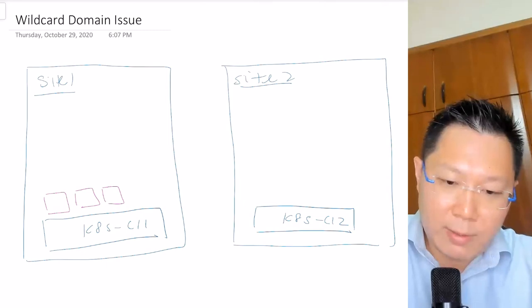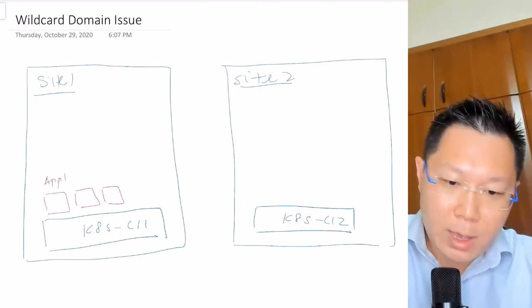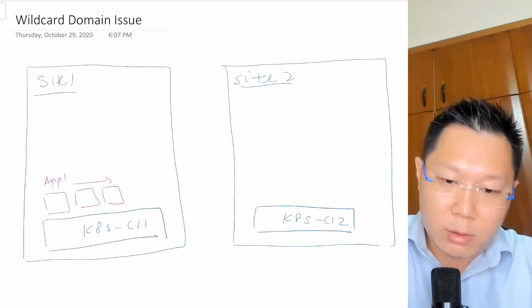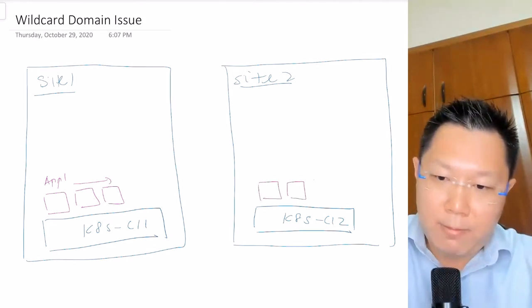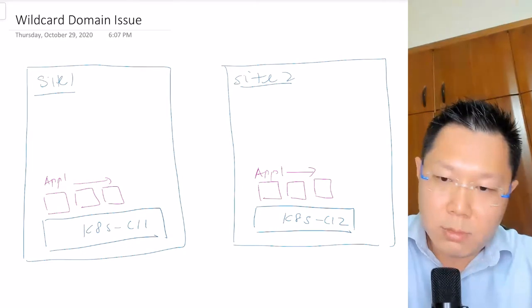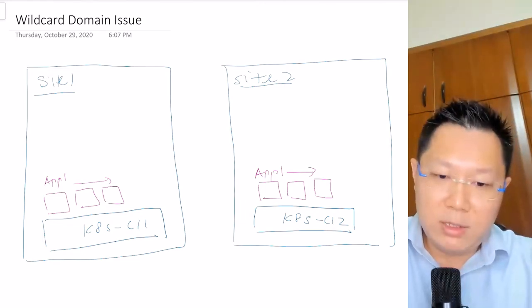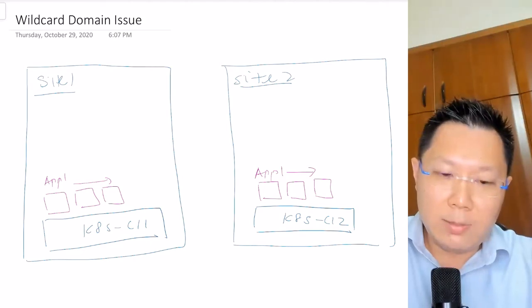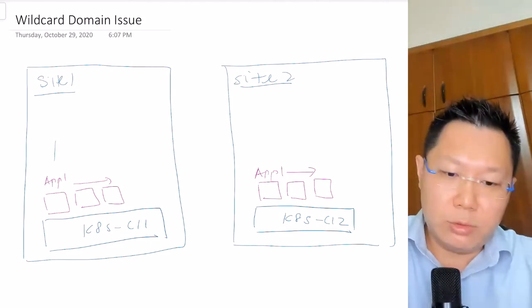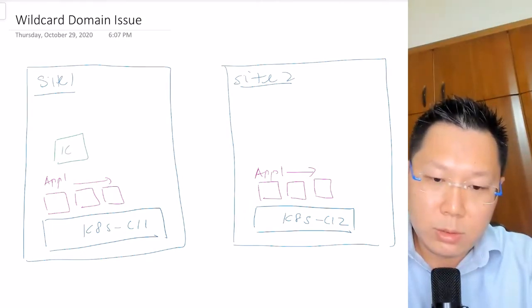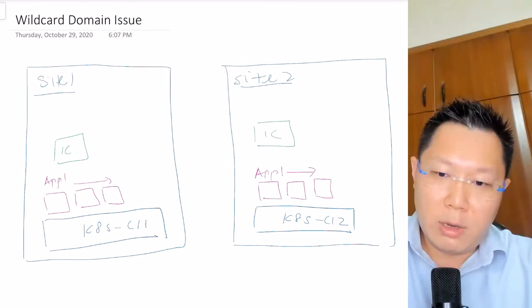Let's say it's the same application, app one, running across all these pods. You deploy the same applications across both clusters. So if you want your users to access these apps, and you want to expose them to external users, typically you will use an ingress controller. So you deploy an ingress controller at both sites.